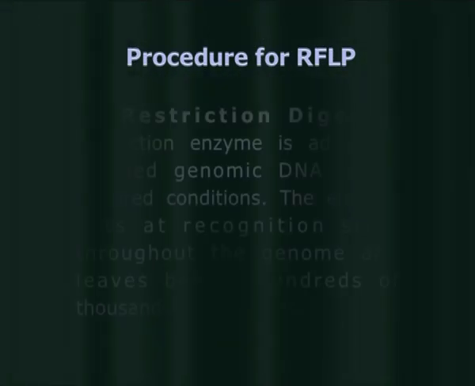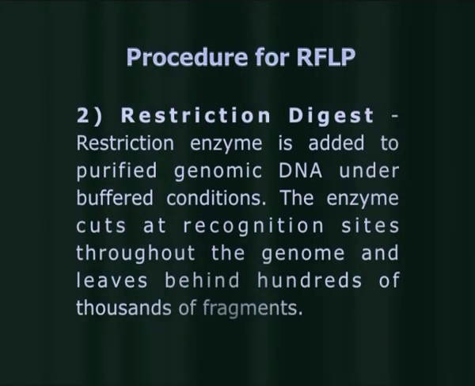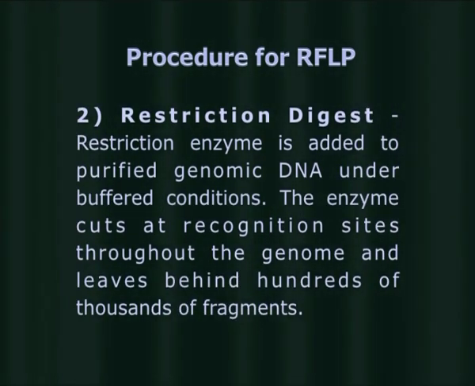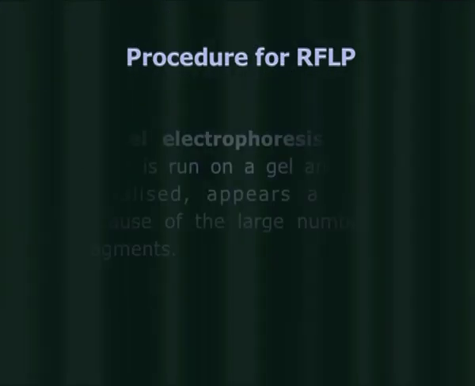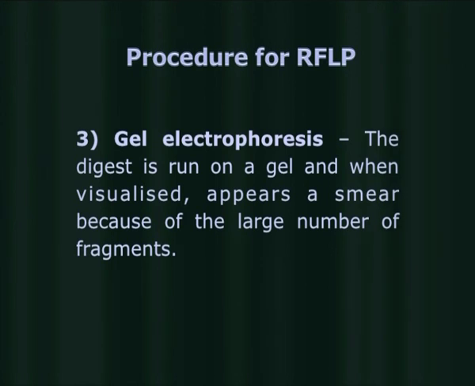The next step is restriction digest. Restriction enzyme is added to purified genomic DNA under buffered conditions. The enzyme cuts at recognition sites throughout the genome and leaves behind hundreds of thousands of fragments. After this, the next step is gel electrophoresis. The digest is run on a gel and, when visualized, appears as a smear because of the large number of fragments.